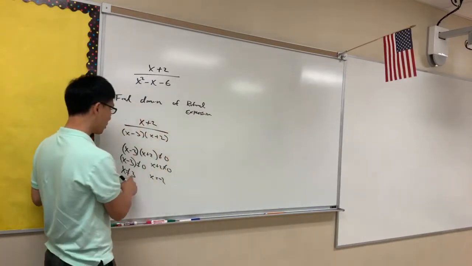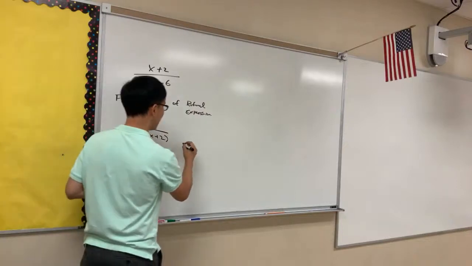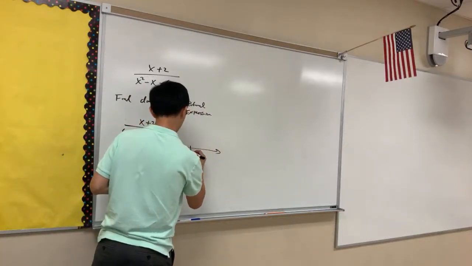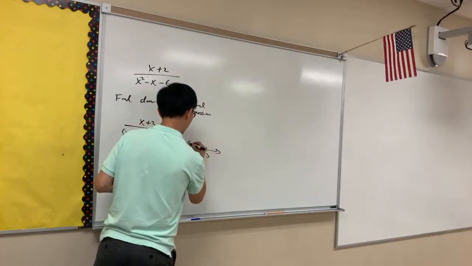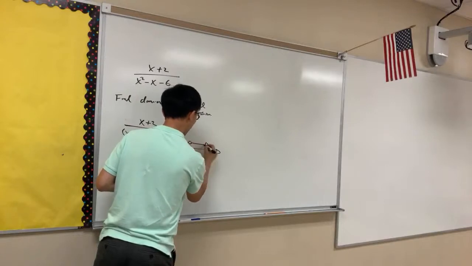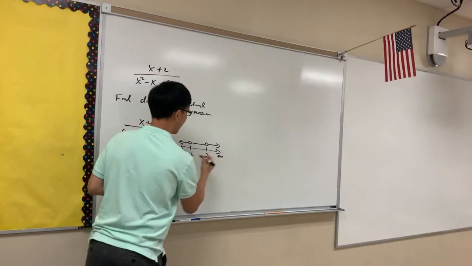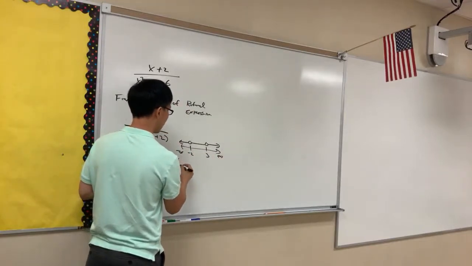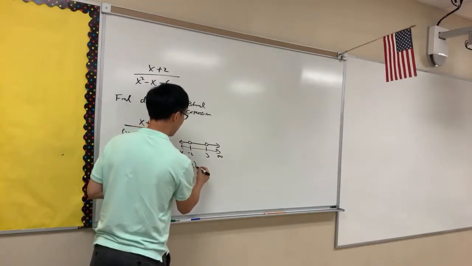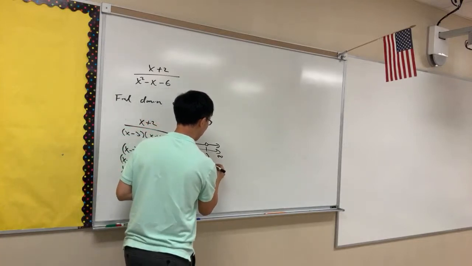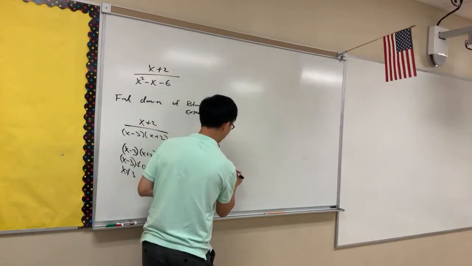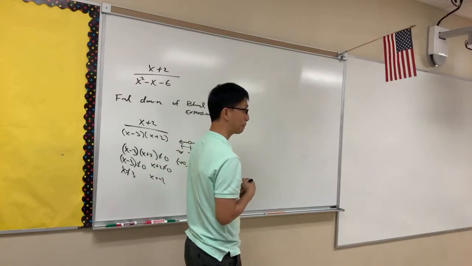So x cannot equal 3, x cannot equal -2. If I were to draw it, it's going to be -2 and 3, with open circles, like this. Does this make sense? And what's my interval? -infinity to -2, union from -2 to 3, union from 3 to infinity. Does that make sense? Yes.